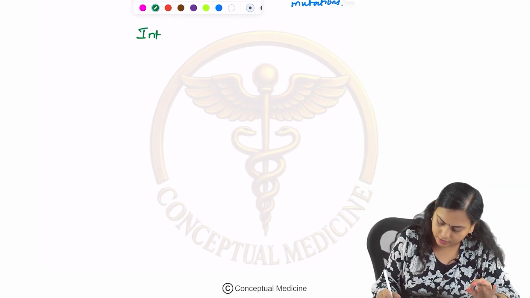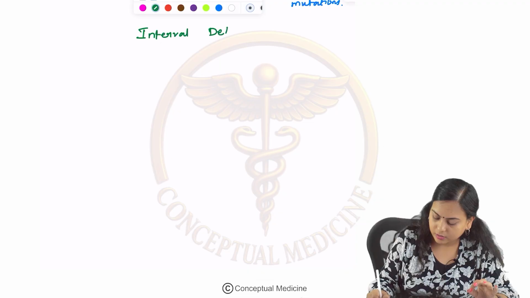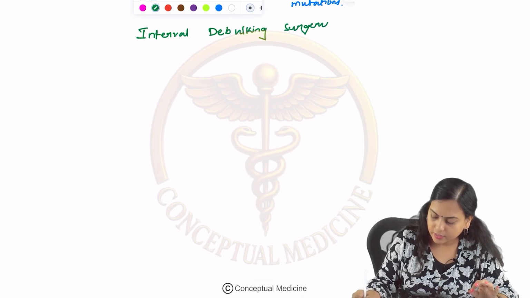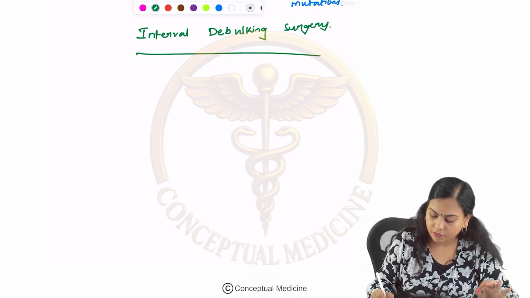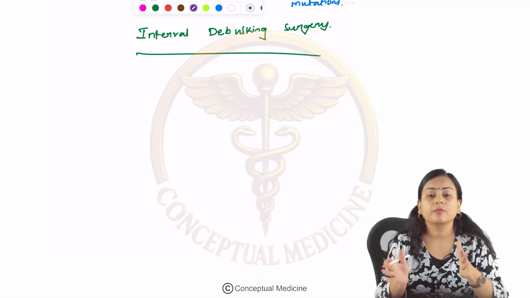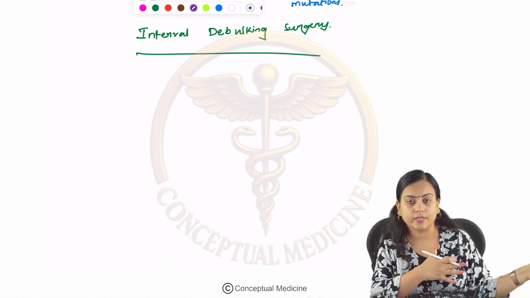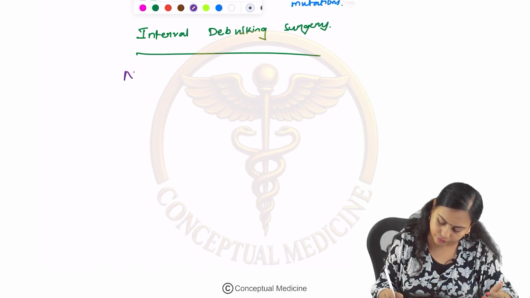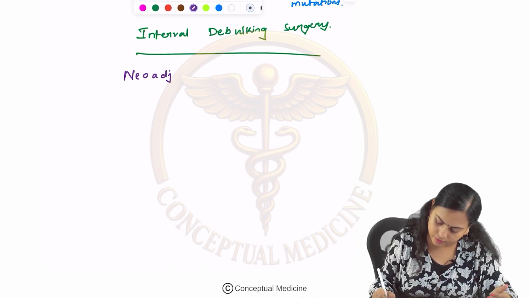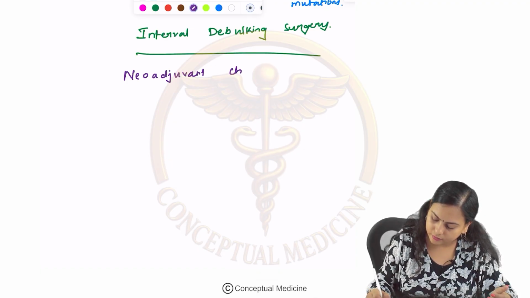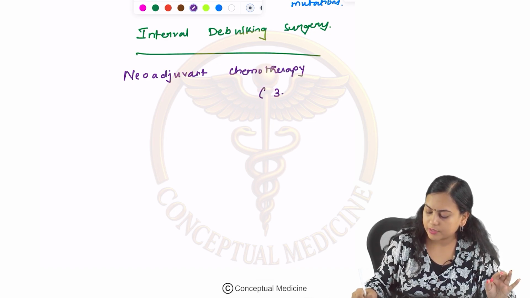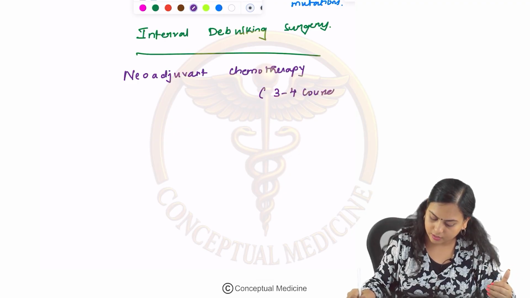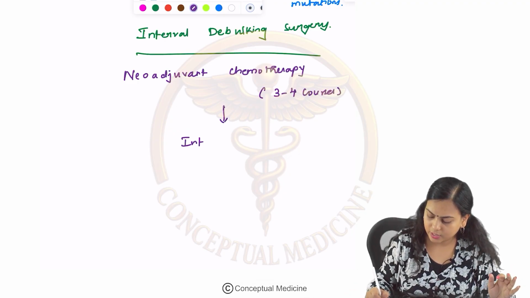Now, there is something called interval debulking surgery. Okay, interval debulking surgery. In interval debulking surgery, first we will offer neoadjuvant chemotherapy. Chemotherapy which is given prior to surgery is neoadjuvant chemotherapy, right? So, first we will give neoadjuvant chemotherapy say for some 3 to 4 courses. Then we will do the surgery, that is interval debulking.